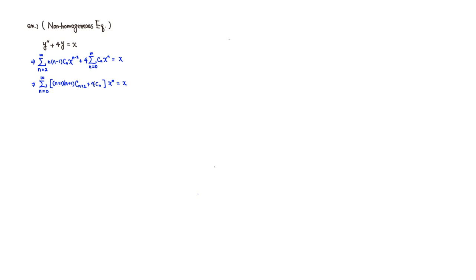Since the right-hand side is not equal to 0, not all coefficients will be 0. Especially when n equals 1, the coefficient should be 1 because the right-hand side is 1x. So we know this coefficient is equal to 0 if n is not equal to 1.